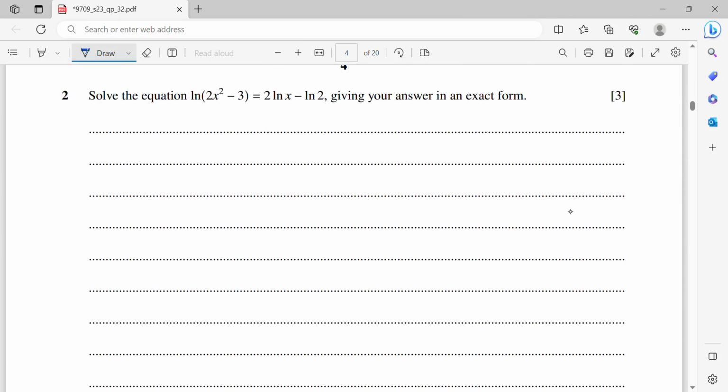For question number 2, solve the equation ln of 2x squared minus 3 equals 2 ln x minus ln 2.